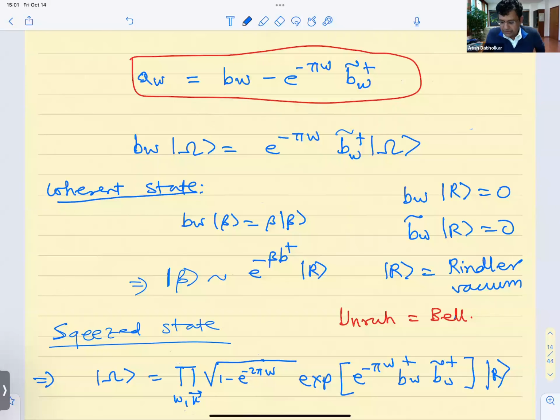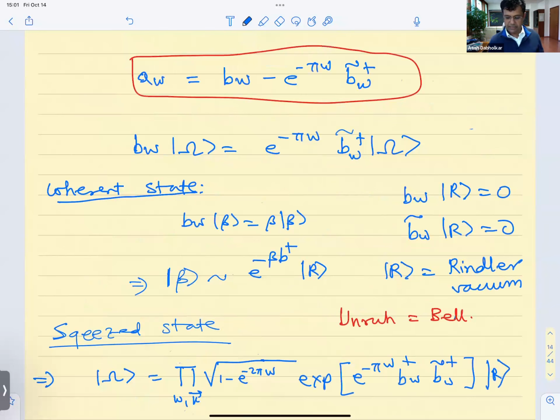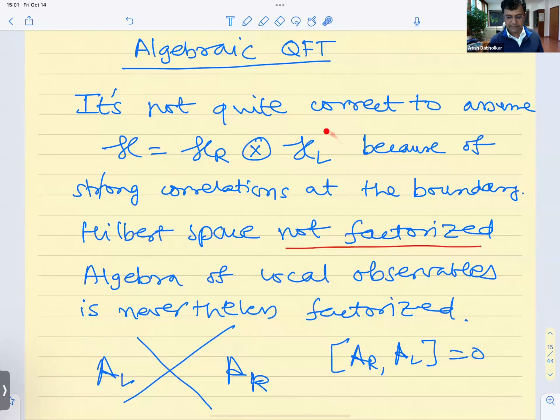Okay, now I'm just going to make a quick detour into what is known as algebraic quantum field theory. I'm maybe running a bit behind time, so let me speed up a bit. As I said, you cannot really think of the Hilbert space as being exactly factorized because of strong correlations at the wall where there is a boundary. However, even though the Hilbert spaces are not factorized, the notion of observables localized in a region is very well defined in a local quantum field theory. Because they are space-like separated, they commute with each other. So the algebra of local observables is completely well defined, and one can talk about factorization of this algebra.